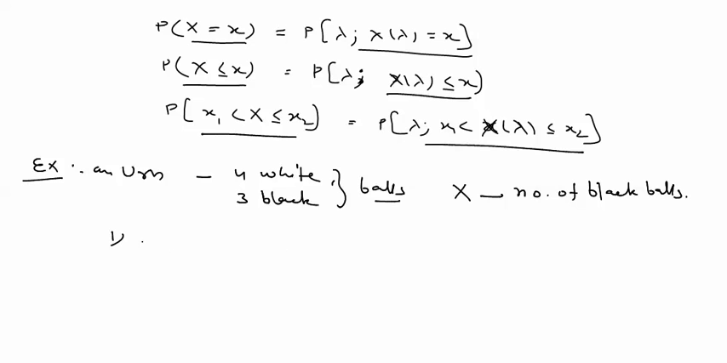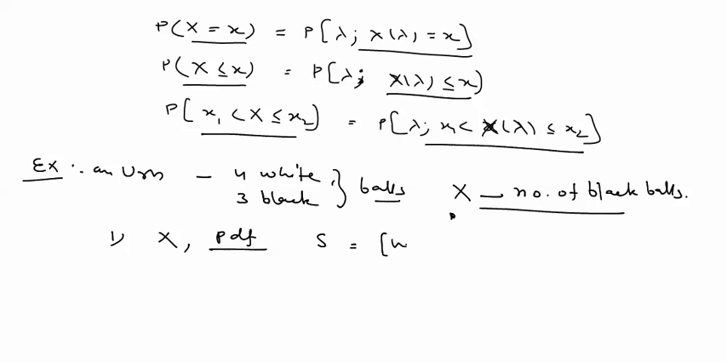Find the probability of x and draw the PDF, probability density function. First, the sample space S is denoted by, and the definition of the random variable capital X is the number of black balls.